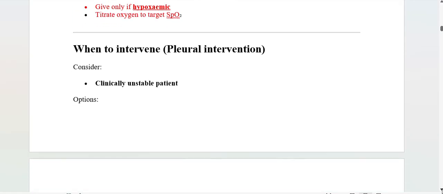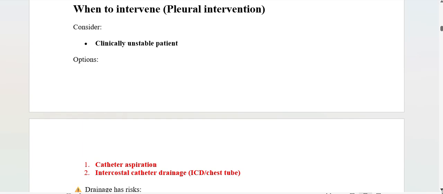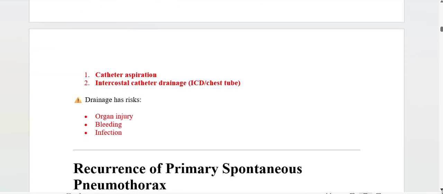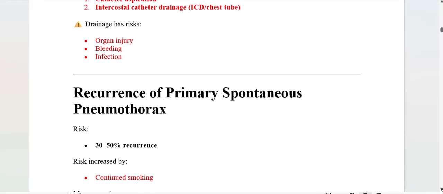When to intervene. Consider a clinically unstable patient. In a clinically unstable patient, we have to do a pleural intervention: catheter aspiration, needle decompression, or intercostal catheter drainage (ICD), which is a chest tube, all the same thing. Drainage has risks. When we do the drainage, there is organ injury, bleeding, and infection, but that's not important.